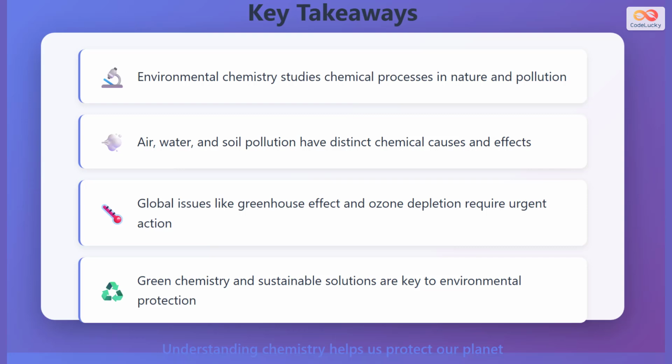to prevent irreversible damage. Green chemistry principles and sustainable solutions provide the framework for protecting our environment while meeting human needs. By applying scientific knowledge and embracing sustainable practices, we can address environmental challenges effectively. Remember, understanding the chemistry behind environmental issues empowers us to make informed decisions and take meaningful action to protect our planet for future generations. Thank you for watching.